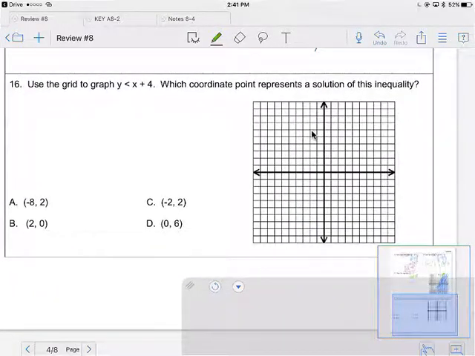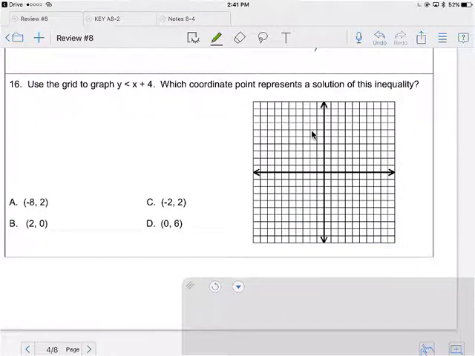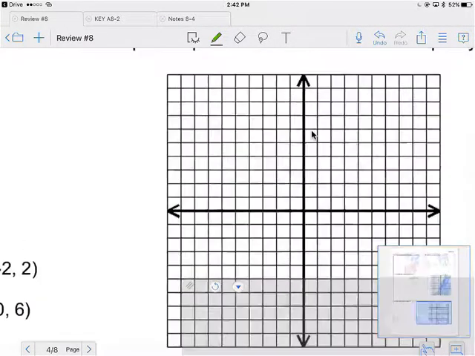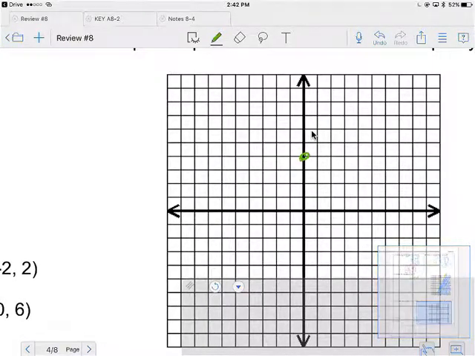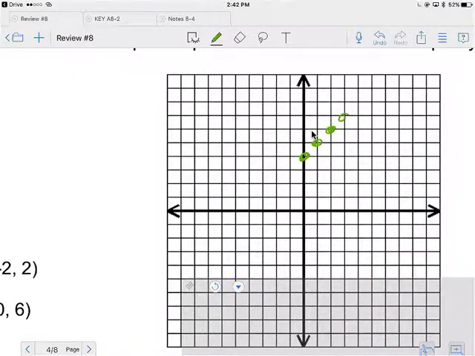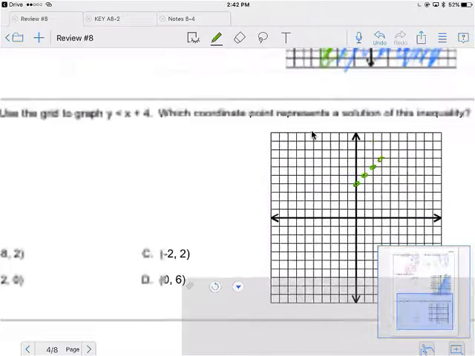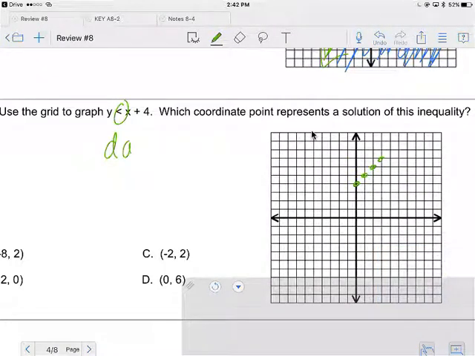Problem 16, graph y is less than x plus 4, and then it asks me which coordinate point represents the solution. So I start up at 4. I have a slope of x, which is up 1, right 1, up 1, right 1. This line is going to be dashed.